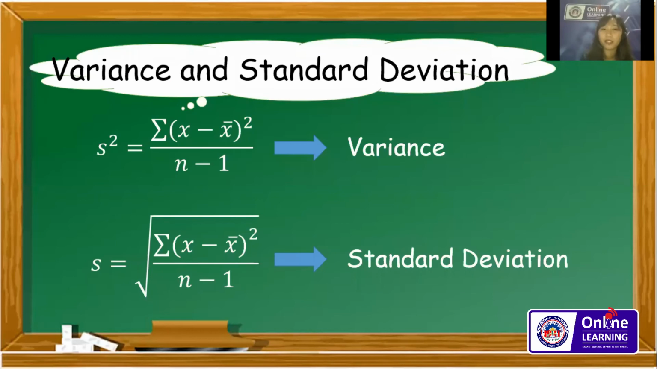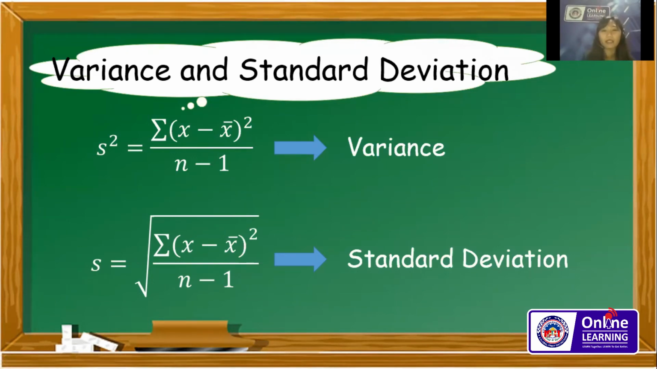So the formula in getting the variance is S squared is equal to the sum of the square difference divided by n, where n is the number of the data, minus 1. And then the standard deviation is the square root of the sum of the square difference divided by n minus 1. What do you observe, class?